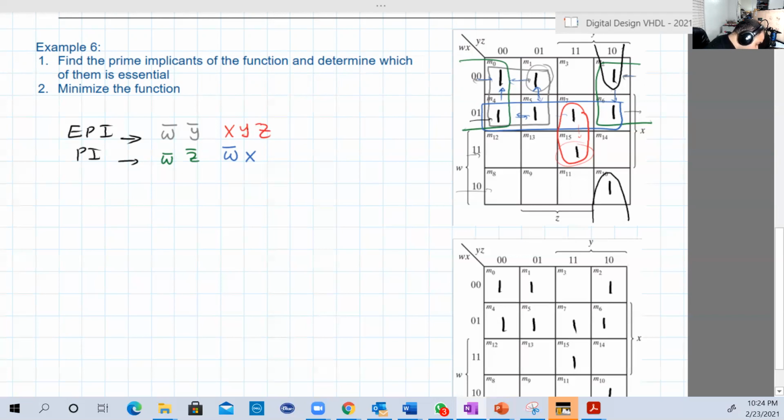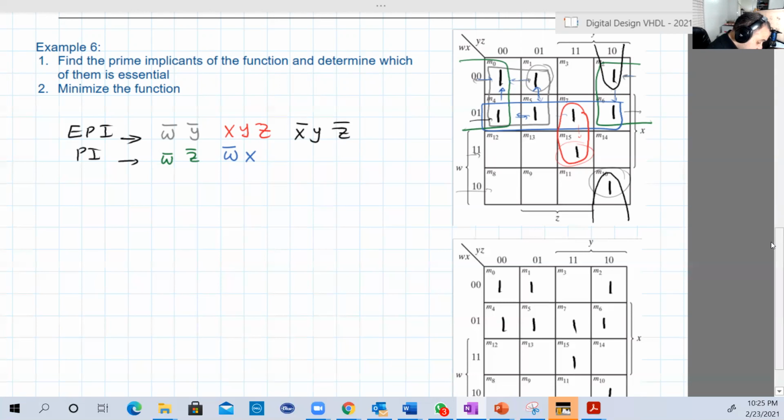Now finally the black. The black is essential because that one does not belong to any other group. So the black is W changing, X bar not changing, Y not changing, and Z bar not changing.